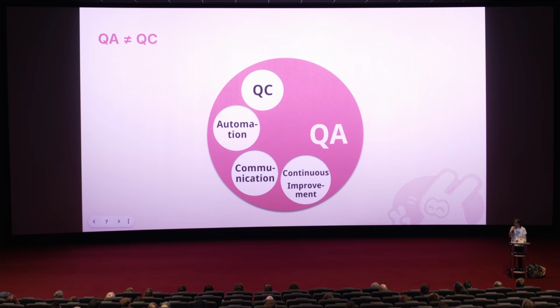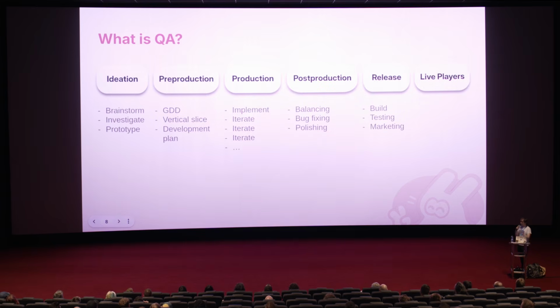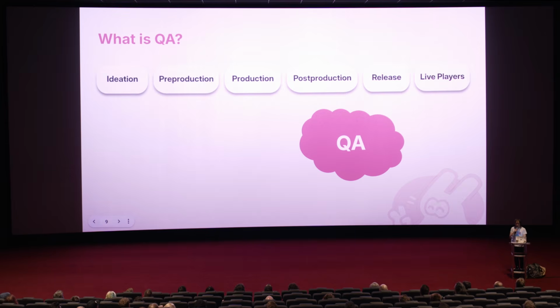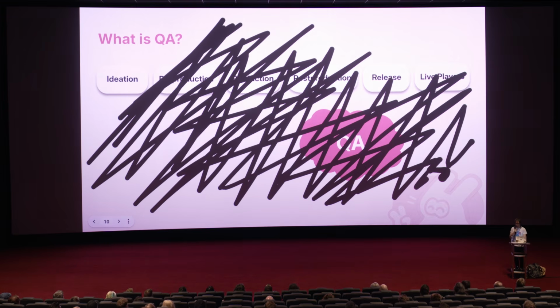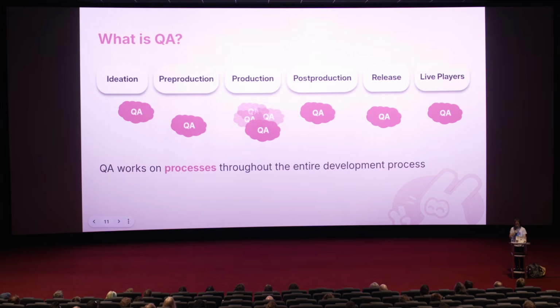So if QA means quality assurance, how do we ensure this quality? Let's see with an example. This is basically the life cycle for a project. We go from ideation to production and then to the release of the game. Traditionally, QA is thought to happen at the end of the life cycle, but this is a model that we have to get out of our heads. In reality, QA works on processes throughout the entire development process, throughout the entire life cycle of the game. I will explain this in more detail a little later, but first we need to understand the role of QA, and for that we need to understand its goal.